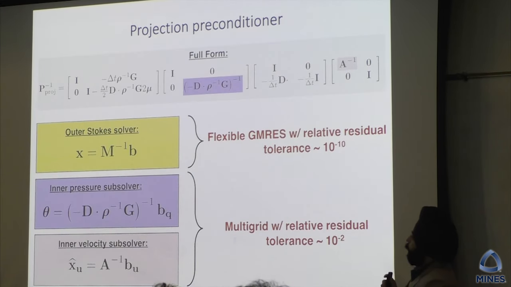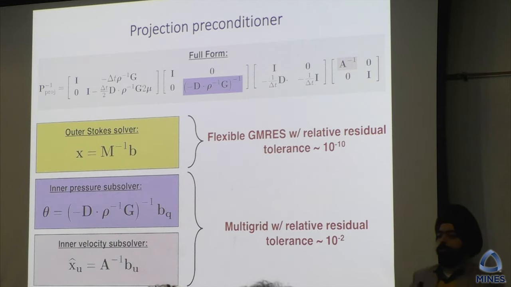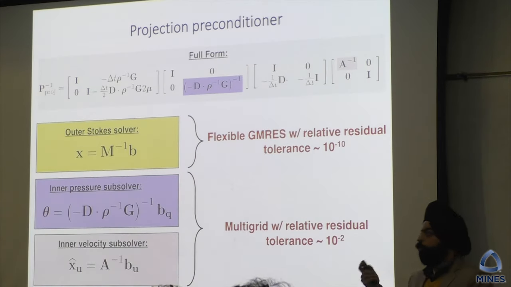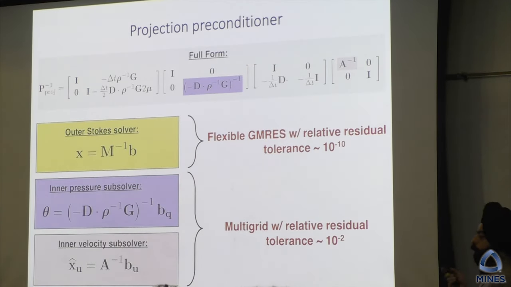Okay, so seeing it on a high level, what we are doing is, in the outer solver, we are just solving the system with a flexible GMRES solver with a very tight tolerance. And one thing to notice is that your outer parallel solver is just doing matrix-vector products. It is not inverting an inverse. So it's very efficient, and you can just implement this in a matrix-free sense.